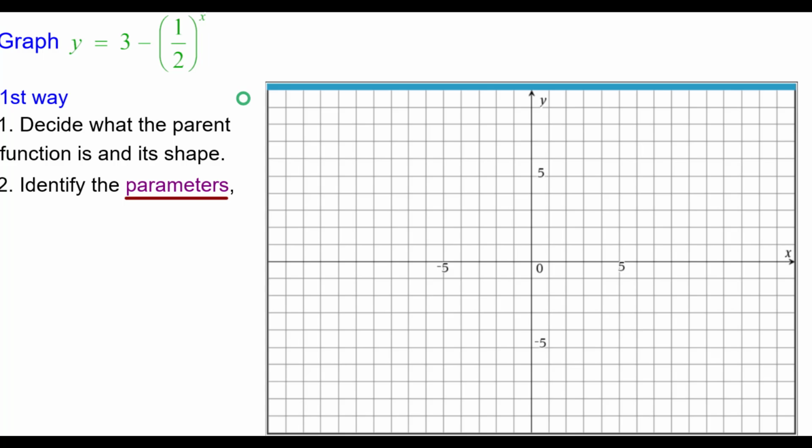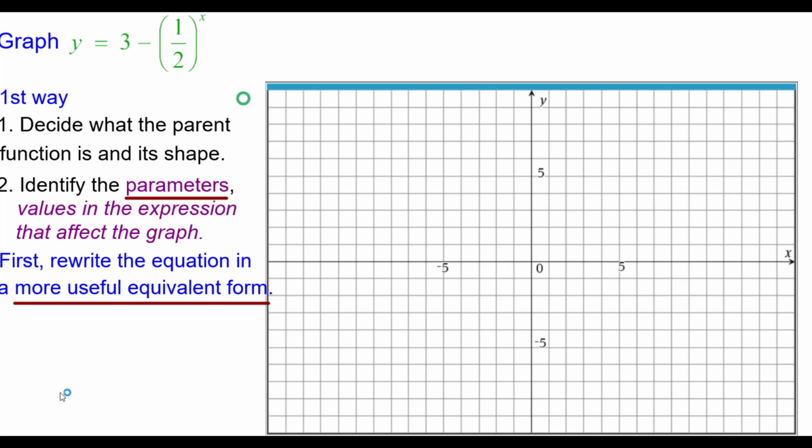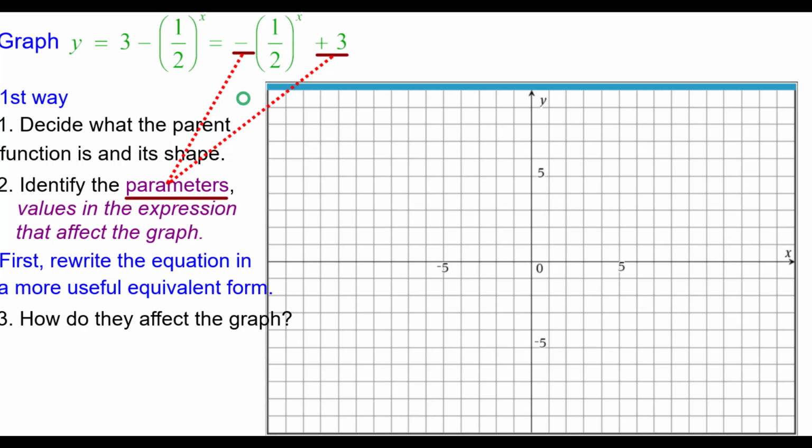We need to identify the parameters. These are values in the expression that affect the graph. But first, we need to rewrite this equation in a more useful equivalent form. So I'm just going to rewrite this as the opposite of 1/2 raised to the x plus 3. Just makes it easier for me to pick out the parameters. There are 2 of them. How do they affect the graph?